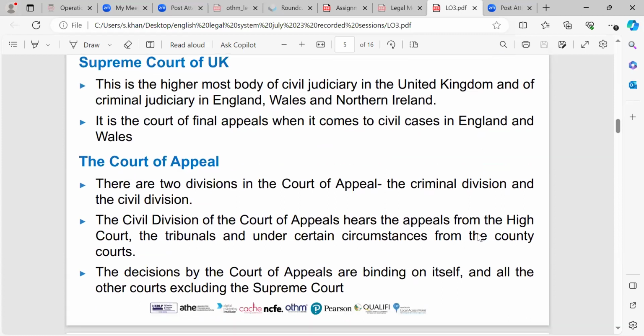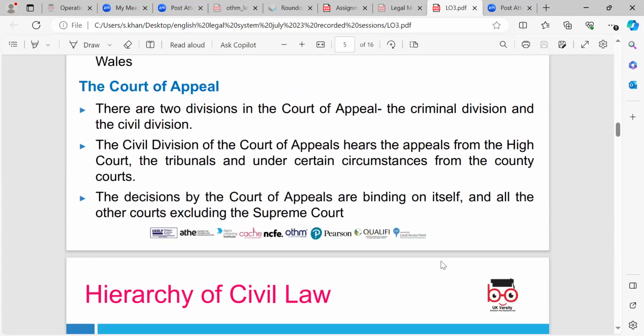Then the next one in the hierarchy is the Court of Appeal. There are 2 divisions in the Court of Appeal: the criminal division and the civil division. The civil division hears appeals from the High Court, the tribunals, and under certain circumstances from the county courts. The decisions of the Court of Appeal are binding on itself. The Court of Appeal is the second most senior court in England and Wales.